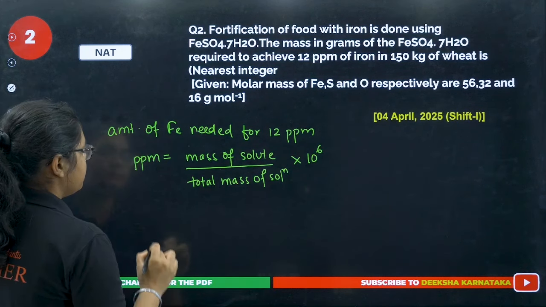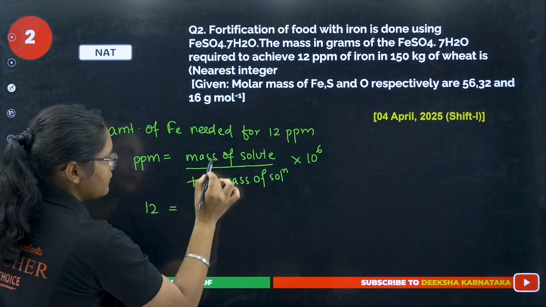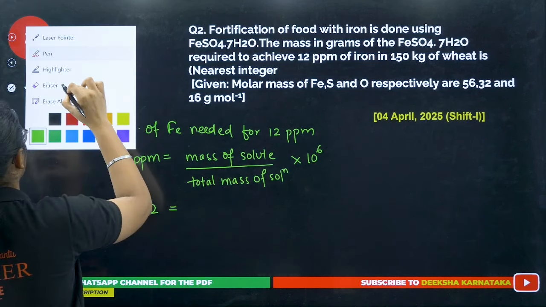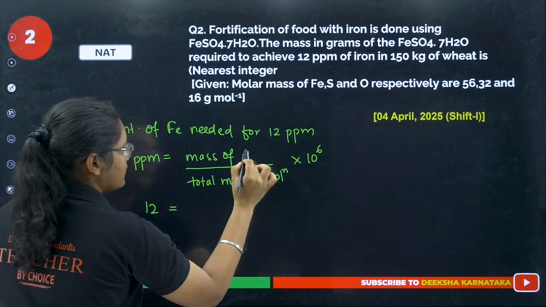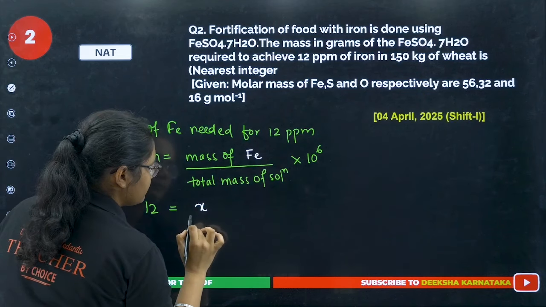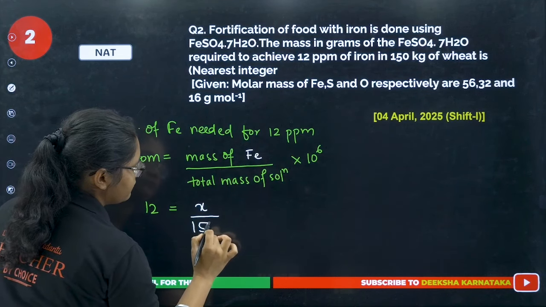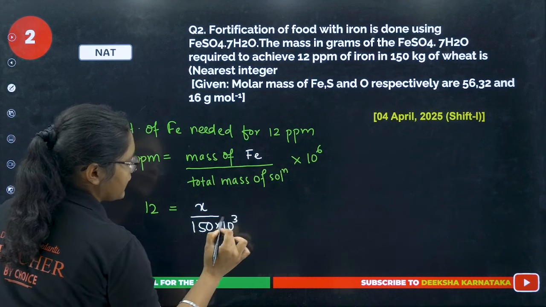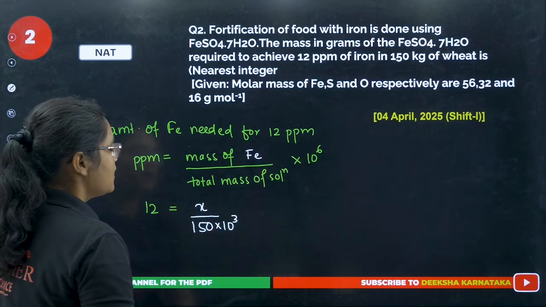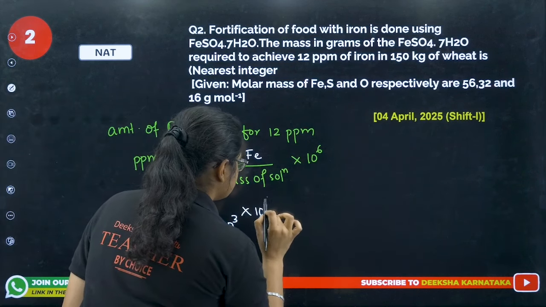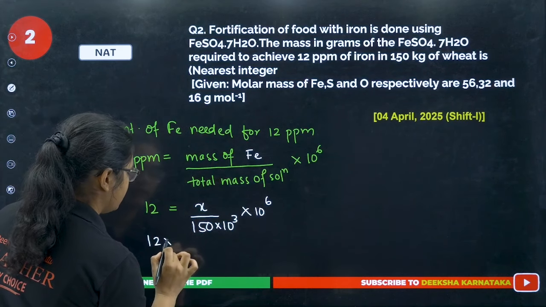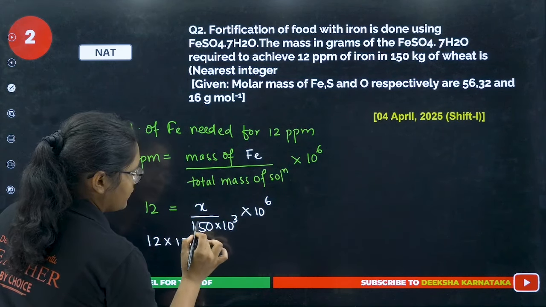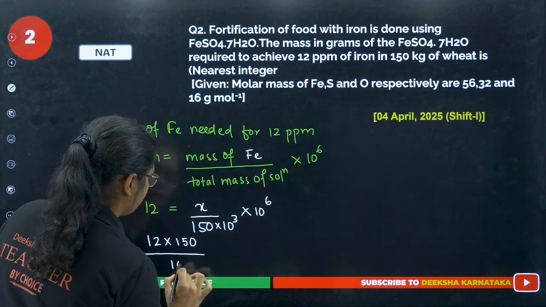Now here ppm required is 12. Mass of solute here means I have the mass of Fe, right? So I'll mention it as Fe, that I have to calculate, divided by wheat mass, which is 150 into 10 to the power of 3 kg. Convert it into grams, and then I have 10 to the power of 6 here, right? So now if I solve this, I will have 12 into 150 divided by 10 to the power of 3.